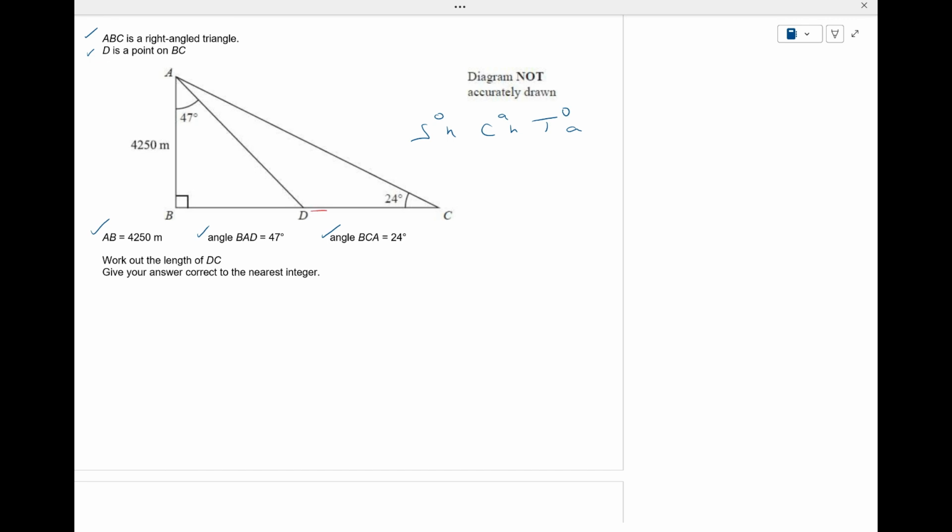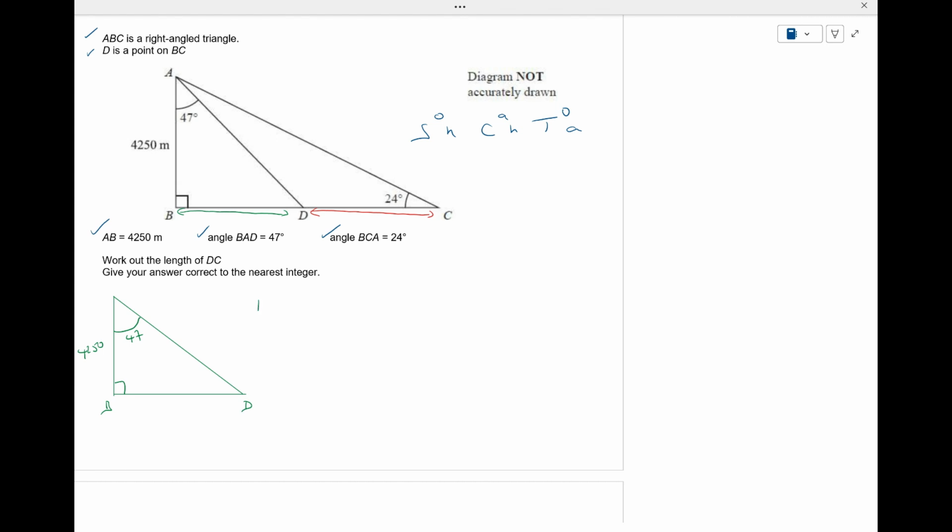So this is my target length here. Need to work out that length. Well, I can't see how to do that immediately, but I can see that I could work out the length of BD. Let's draw out that triangle here. I'm going to use triangle ABD. This triangle here. I've got a right angle, 4250, 47 degrees here, and I'm looking to work out this length here from B to D.